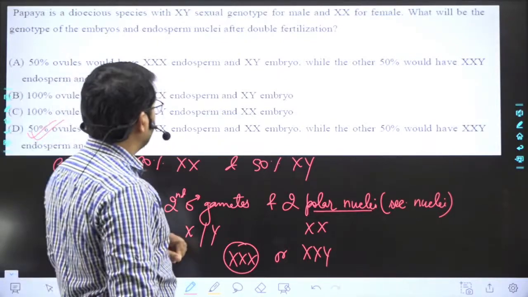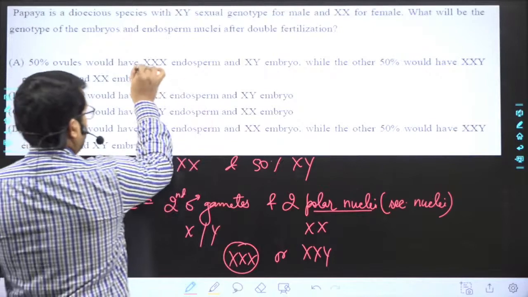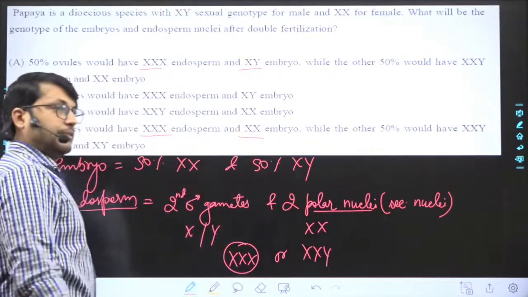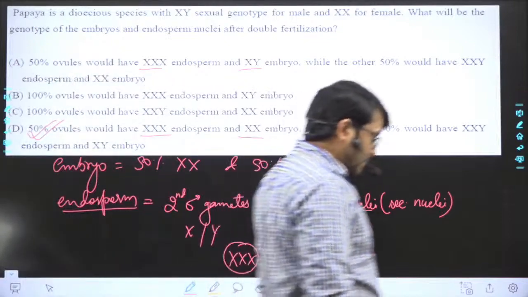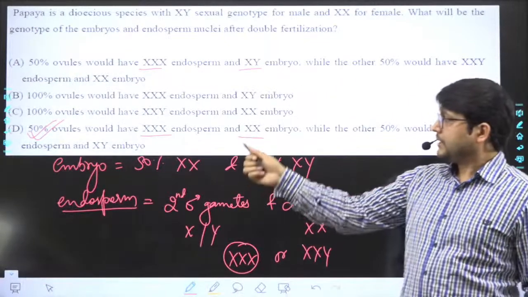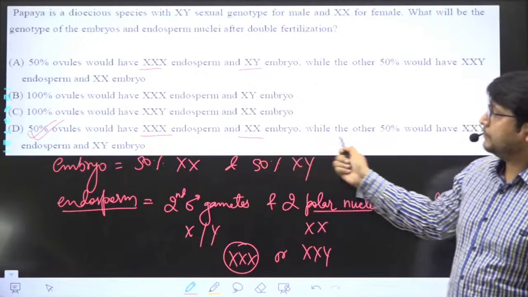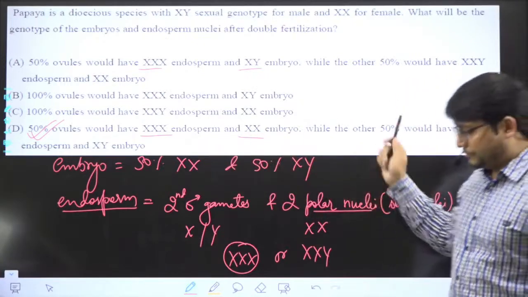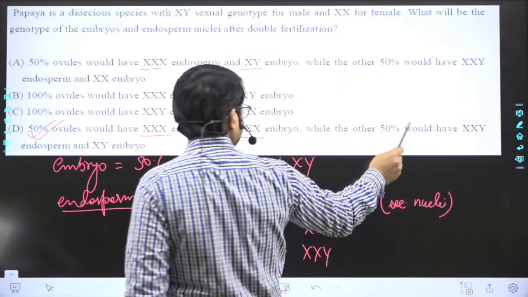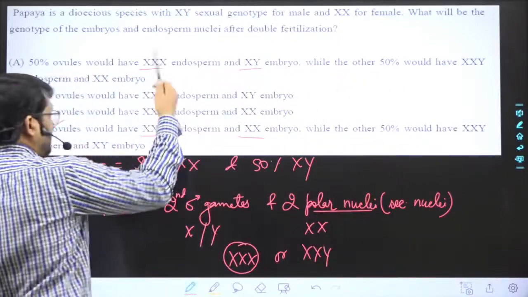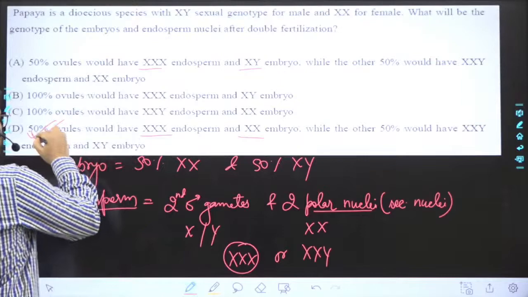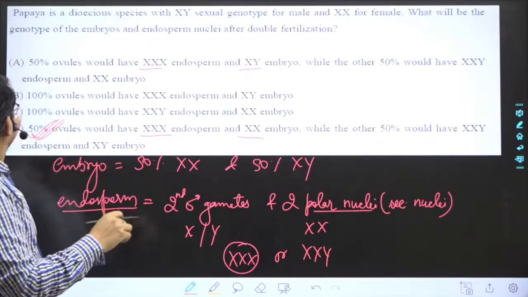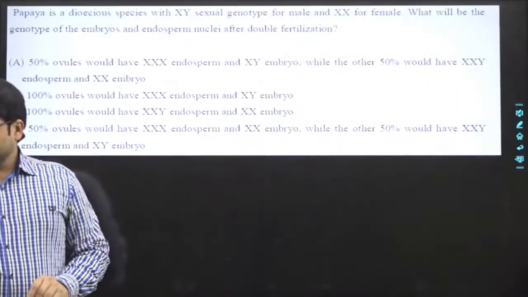D. Now, because of this. Why? Because if the X male gamete is fusing, then it will form either XX endosperm or XX embryo. If Y will be fusing, then this case. Okay, so A or D is a little close, you have to pay attention. Option D is the correct one. Very good. Let's move on to the next question.